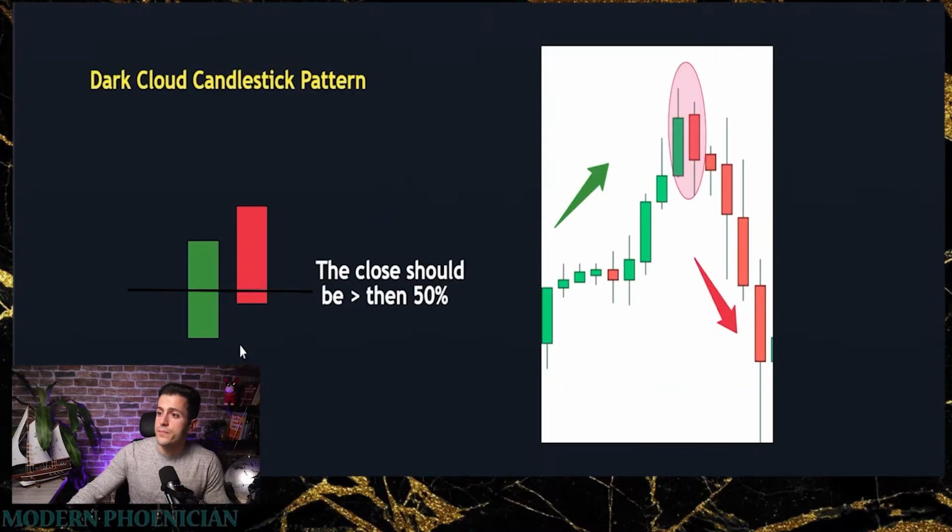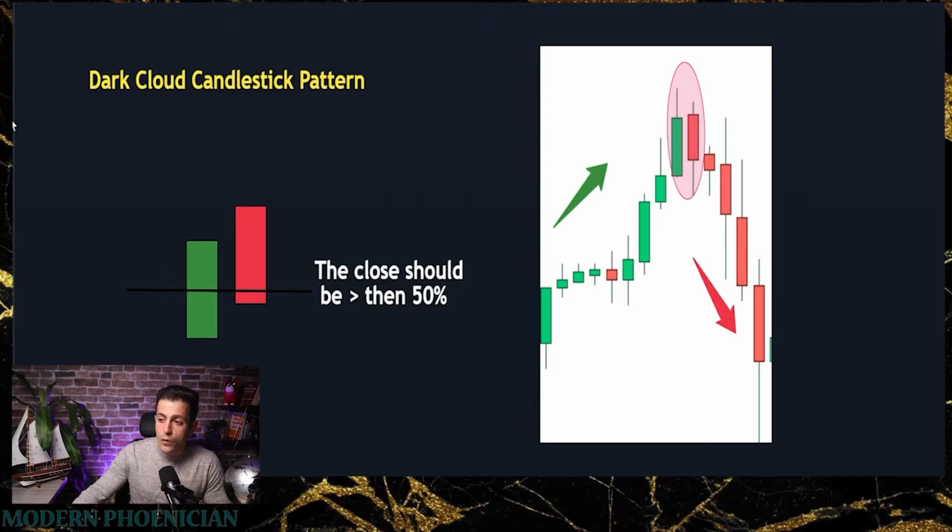Moving on to the dark cloud cover candlestick pattern. It consists of two candlesticks. It also comes at the top of a range of an upward movement. However, the price gaps a little bit upward, then gets sold right away.